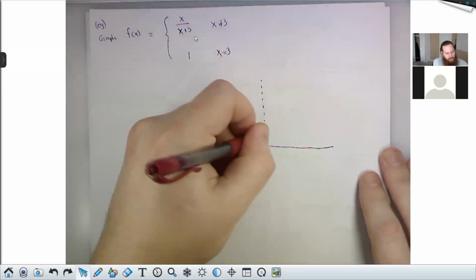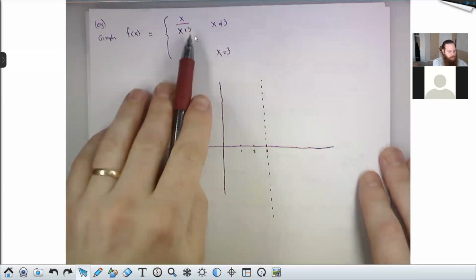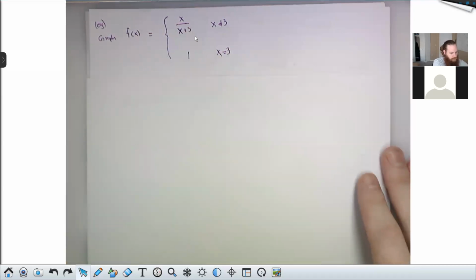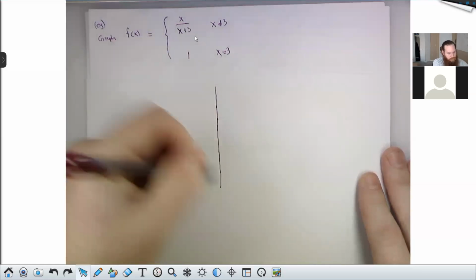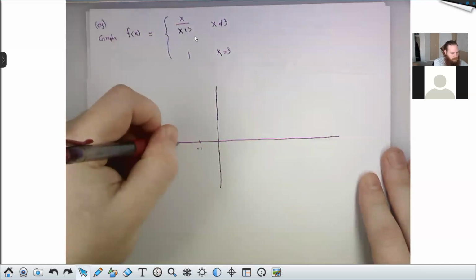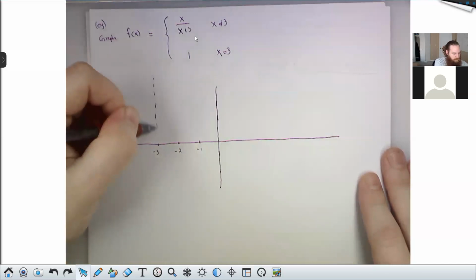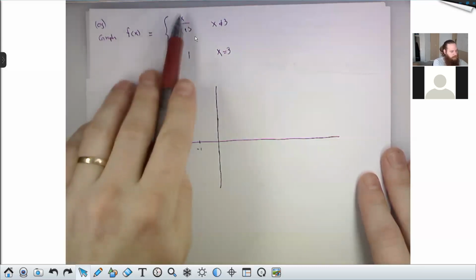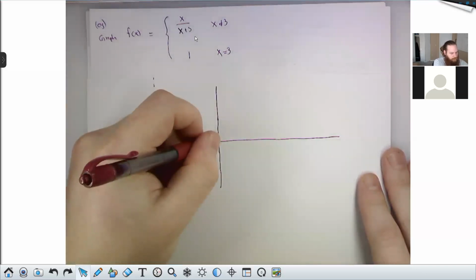Good old-fashioned x over x plus 3, if we just focus on that for the time being, has a vertical asymptote at -3, where that bottom is 0. Vertical asymptote where the bottom is 0. And then if you set the top to 0, you'll find that it has an x-intercept when x is equal to 0.